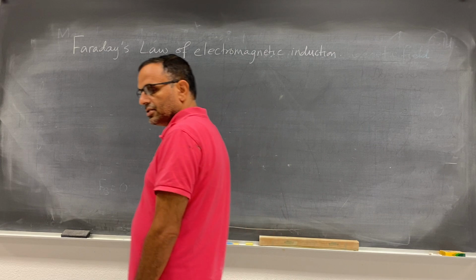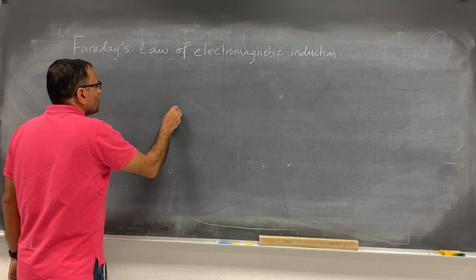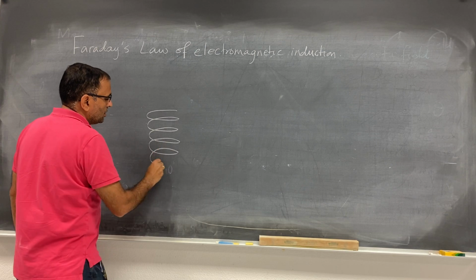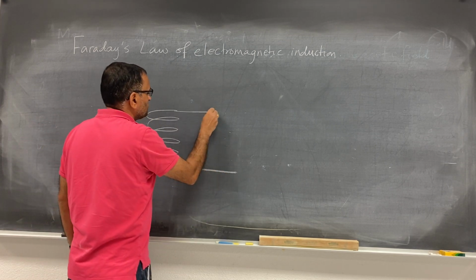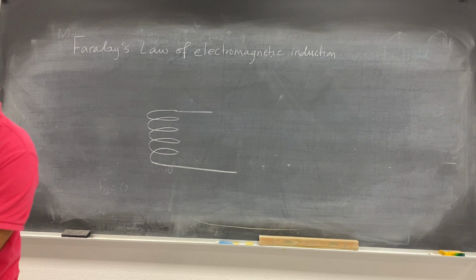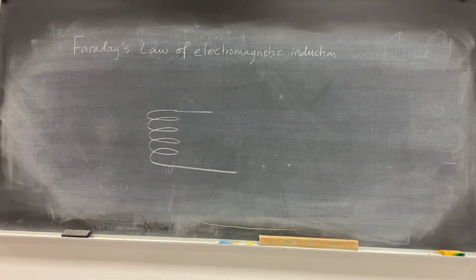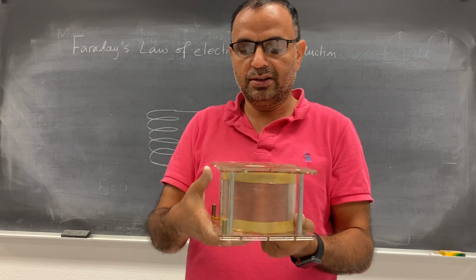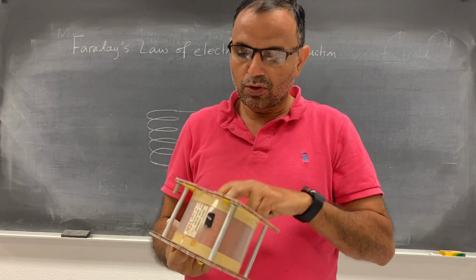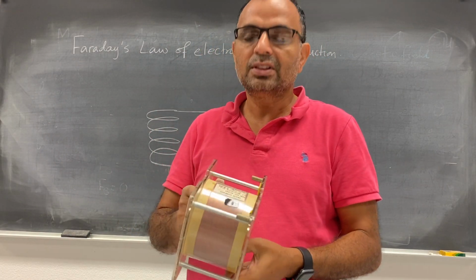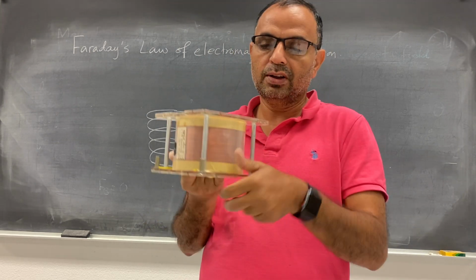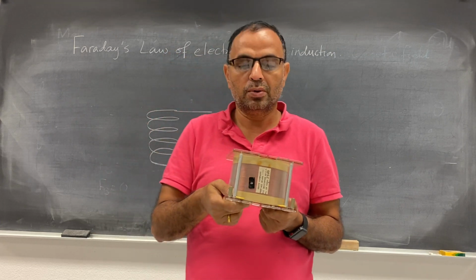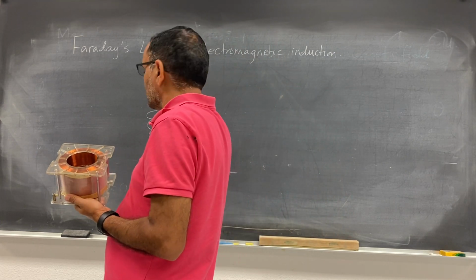For example, let us suppose you have a coil. This is a coil. I have a coil here. I can show you like this. There are many turns, I don't know how many, maybe 3,400 turns of loop. So you can draw the coil like this.